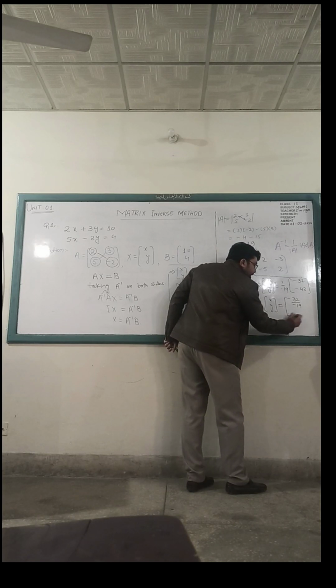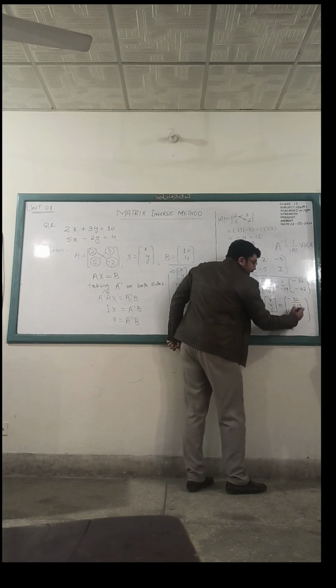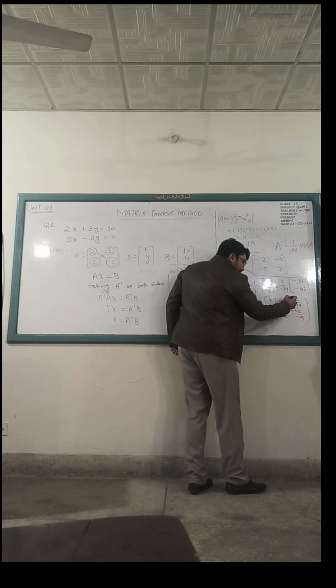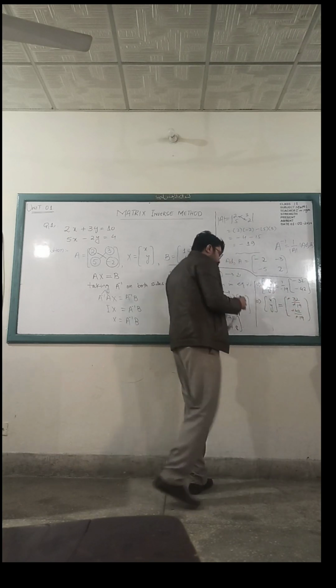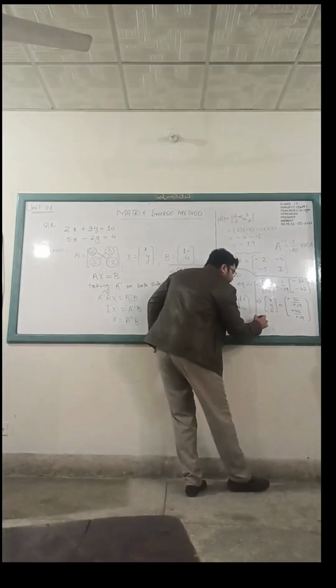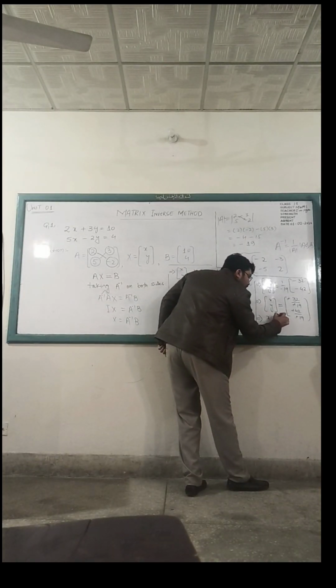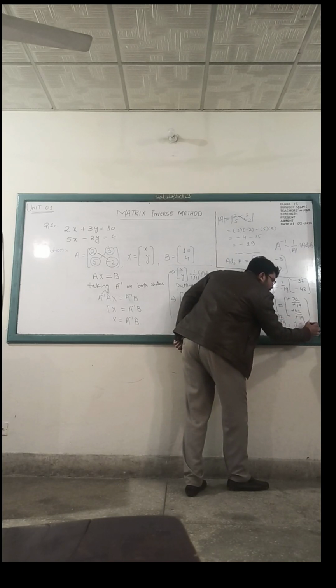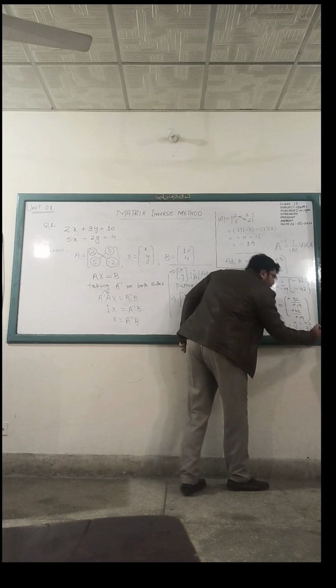And similarly, minus 42 divided by minus 19. This minus and minus sign will cancel each other, and we will have x is equal to 32 divided by 19 and y is equal to 42 divided by 19.